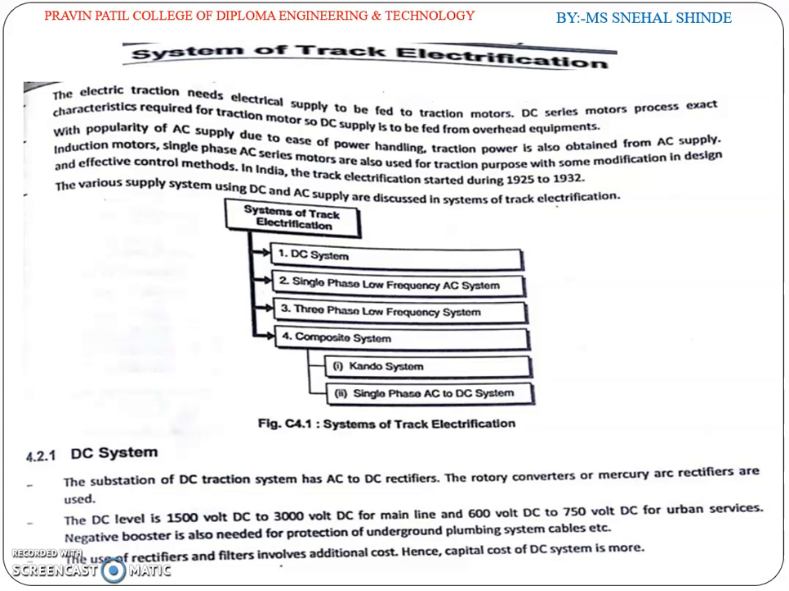The fourth one is the composite system, that is the Kando system. In the Kando system, a single phase 50 hertz supply is taken from the overhead equipment and it is converted into three phase supply by means of phase converter equipment carried on the locomotive.